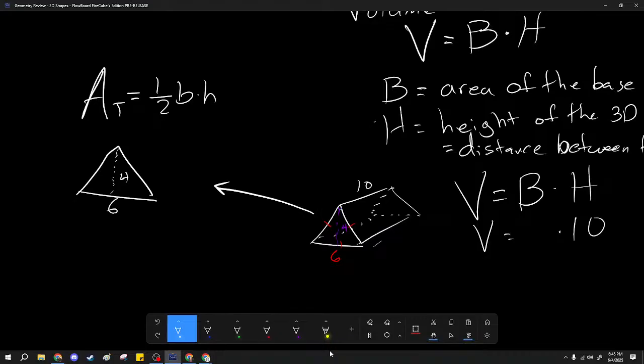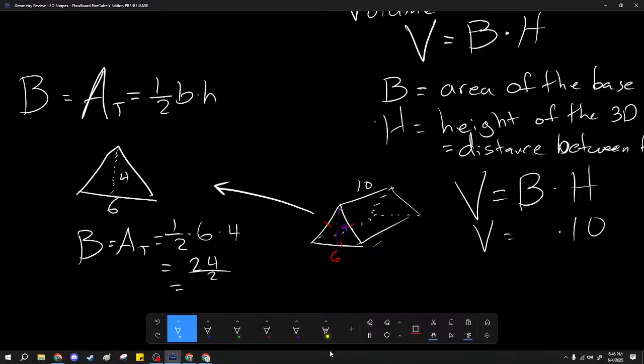So in this case, area of the base is going to be area of the triangle, which is 1/2 base of the triangle times the height of the triangle. So my capital B is the area of a triangle, and the area of a triangle is 1/2 times the base of the triangle, the bottom, times 6, times the height of the triangle, times 4. 6 times 4 is 24. 24 over 2 is 12. So my area of the base, my capital B, is 12.